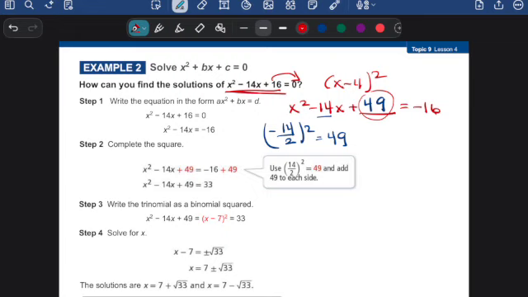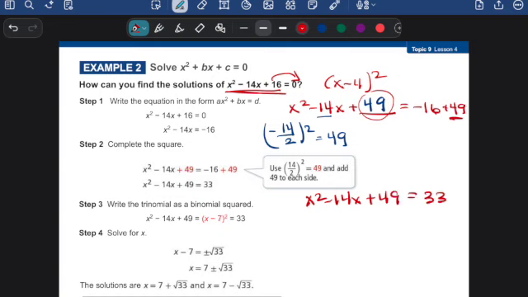Now I just need to figure out, if I added 49 to this side to keep the property of equality, I also have to add 49 to the other side. So this is important. Don't forget this. Whatever we do to one side of an equation, we have to do to the other side of the equation. So I added 49 to both sides. And now I can solve. So now we have x squared minus 14x plus 49 equals 33.